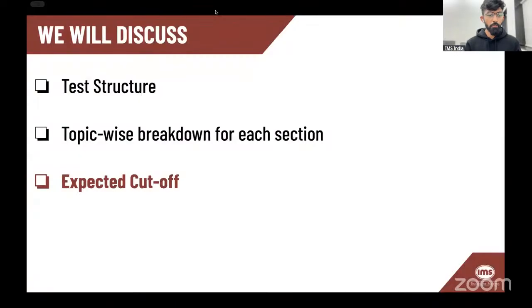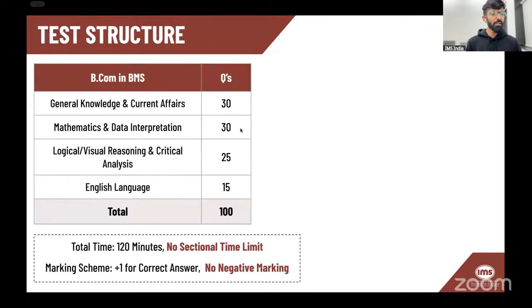Today, we will be looking at the test structure. We will also look at the topic-wise breakdown for each and every section. And the most important thing towards the ending, be with us so that you know what will be the expected cutoff for this year. Now, quickly, the test structure for BCom and BMS.